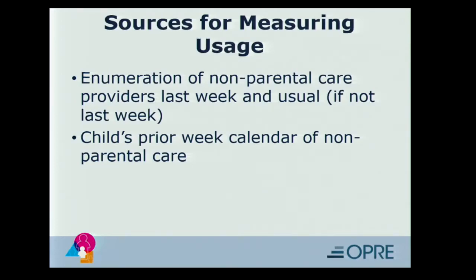After that enumeration is done, then the respondent walked through and described every non-parental care spell that each child had in that prior week. So, for example, we began at 12:01 the prior Monday morning, so middle of the night, and had the respondent walk us through any time the child was in the care of somebody who is not a parent to the child.